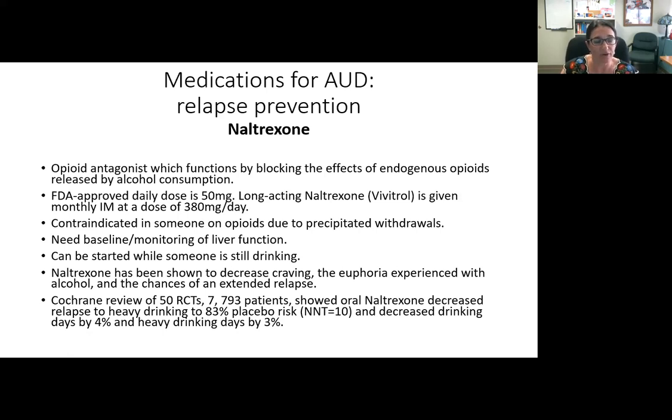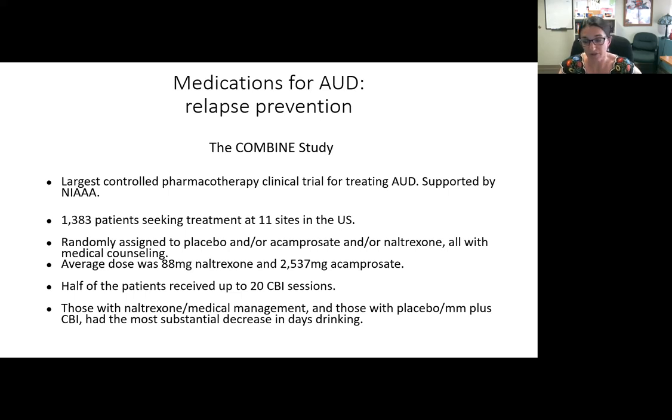And a Cochrane review of 50 RCTs, 7,700 patients showed that oral naltrexone decreased the relapse to heavy drinking to 83% of the placebo risk with a number needed to treat of 10, and decreased drinking days by 4% and heavy drinking days by 3%. So all of these things are helpful in terms of counseling our patients and explaining the benefits of potentially being on a medication each day. And naltrexone has the largest body of evidence here in the US, the COMBINE study being the one that most are familiar with. It's the largest controlled pharmacotherapy clinical trial for treating AUD.